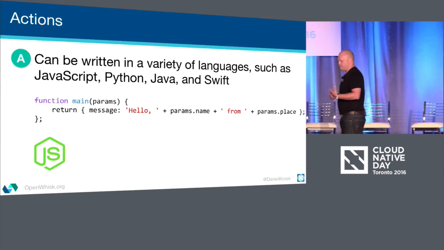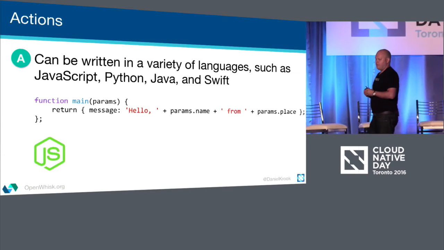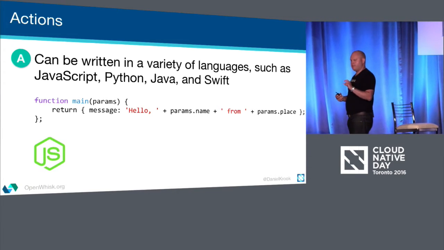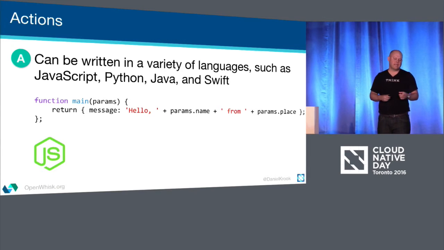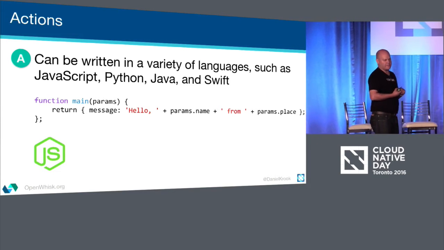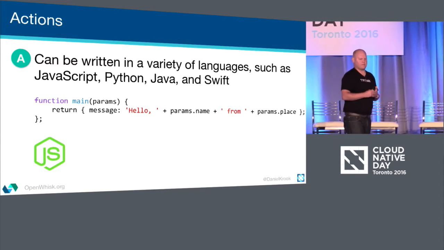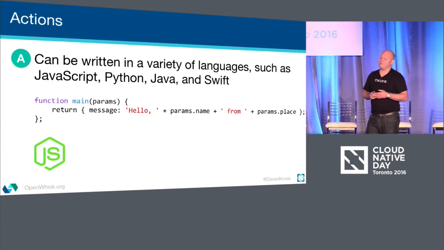And because OpenWhisk is polyglot, you can write in four supported languages, and all you need to do in your action is simply implement basically one function signature. Here in JavaScript, it's just a main function that accepts a params object, and you can work with the data that comes in there, and you return out. You can optionally run asynchronously, but you can return data in a sequence to another action down the line as well.